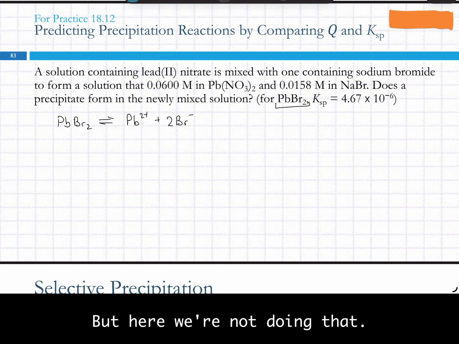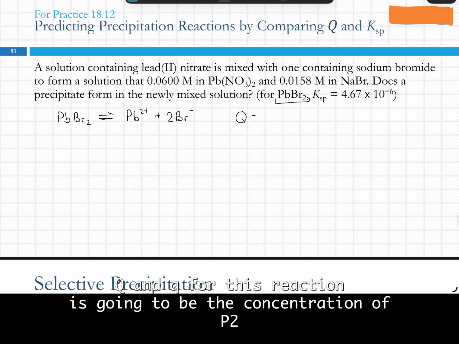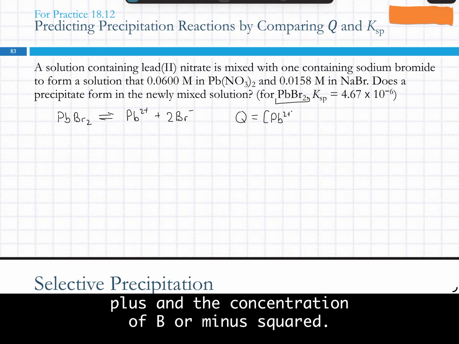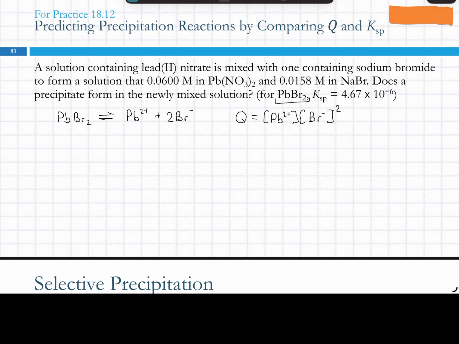But here, we're not doing that. We want to calculate Q. And Q for this reaction is going to be the concentration of Pb2+ times the concentration of Br- squared. So this is not an ICE table.